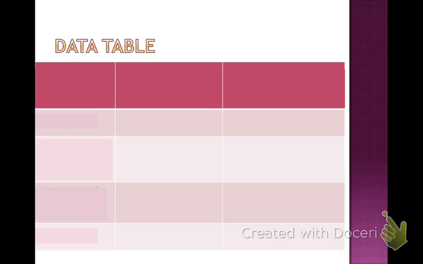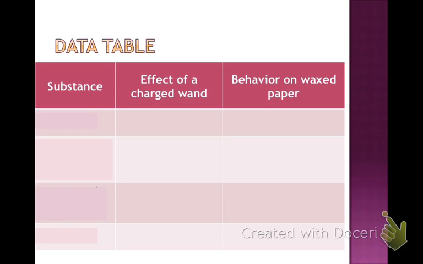Next, you create a data table after your procedures. You'll have 3 columns and then a header row and then 4 rows underneath that. So the first column is the substance. The second is the effect of a charged wand. So you're telling me whether or not the stream keeps going down in a straight line or if it bends at all. And then behavior on wax paper. So here you're telling me if the liquid beads up or spreads out.